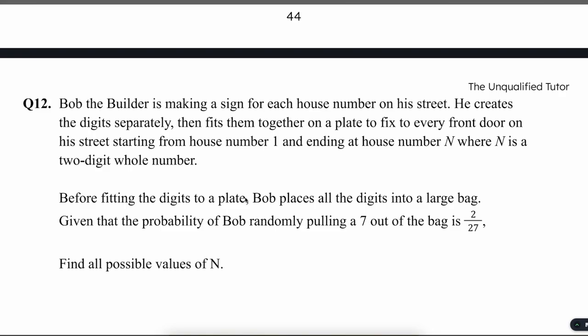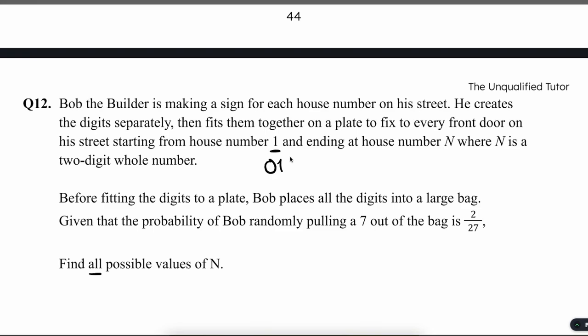Bob the Builder is making a sign for each house number on his street. He creates the digits separately, then fits them together on a plate to fix to every front door on his street, starting from house number 1 and ending at house number n, where n is a 2-digit number. Before fitting the digits to a plate, Bob places all the digits into a large bag. Given that the probability of Bob randomly pulling a 7 out of the bag is 2 over 27, find all possible values of n. Now, it's worth noting here that the house number 1 is not 01, it's just 1.